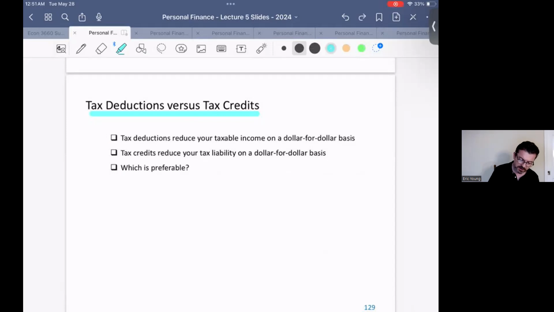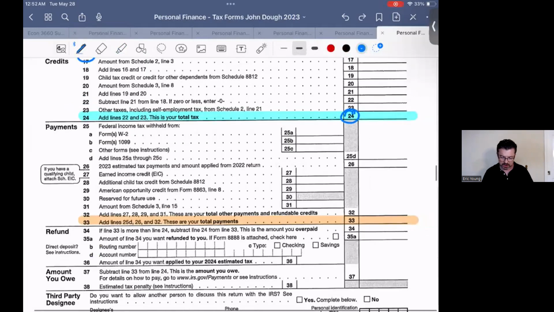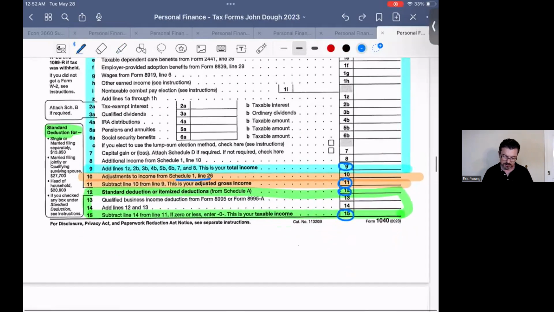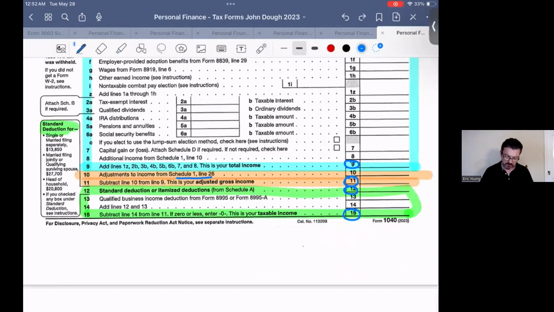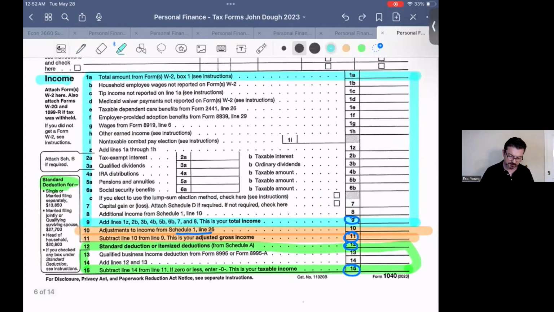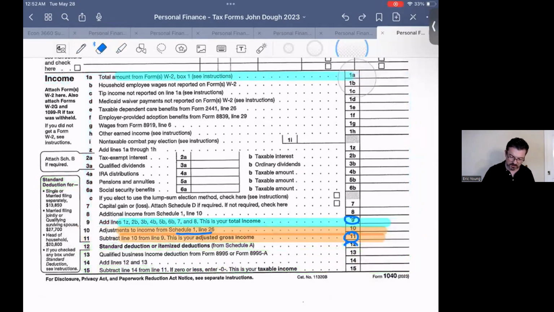First, a tax deduction reduces your taxable income on a dollar for dollar basis. Look up here. Let's go to our first page. Let me clean this up here. Make this new. It'll make some more sense for us.